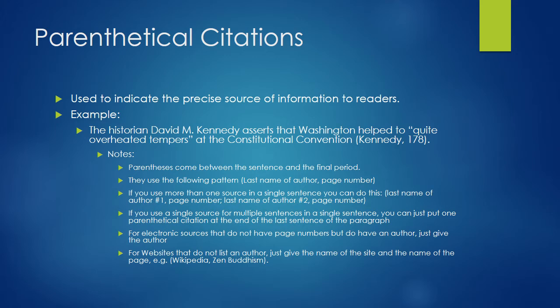page number. If in a single sentence you use more than one source, then you change it a little bit, where you put the last name of the first author, comma, page number, then you do a semicolon, then you do last name of the next author, comma, page number, end of citation.